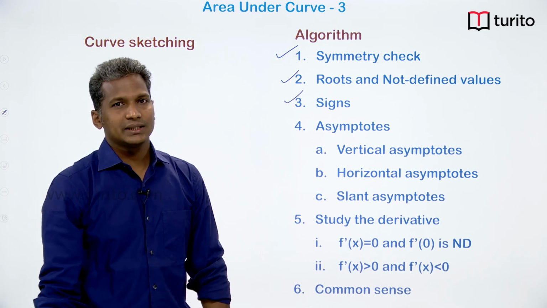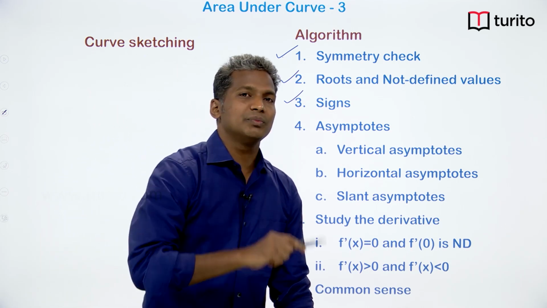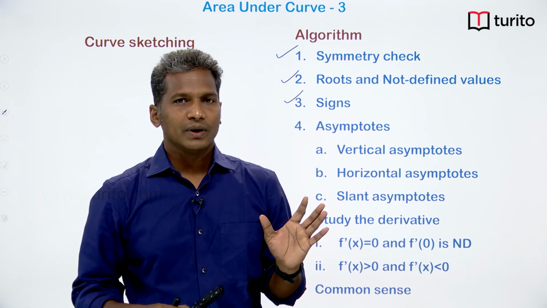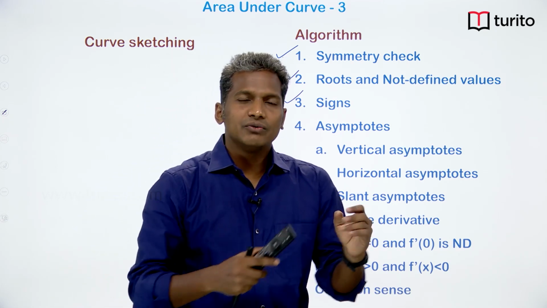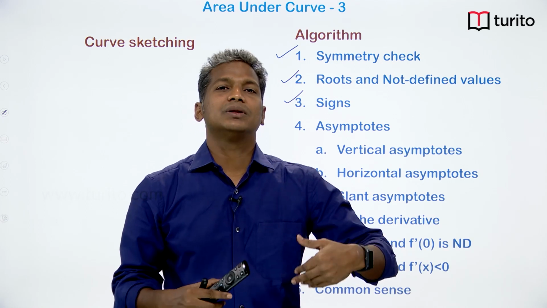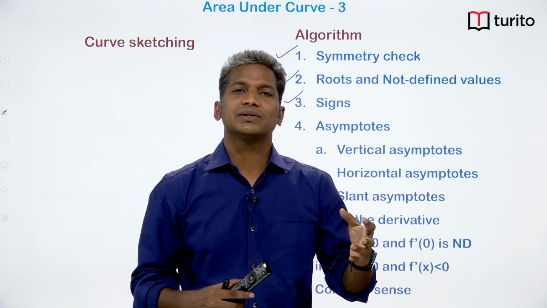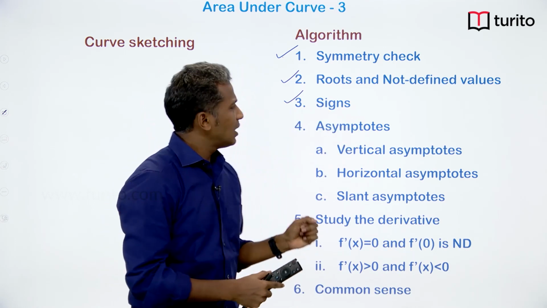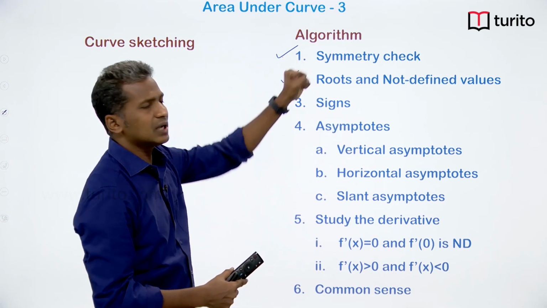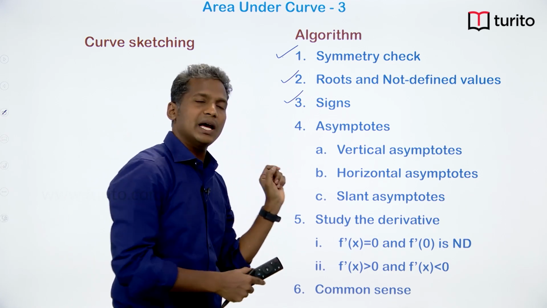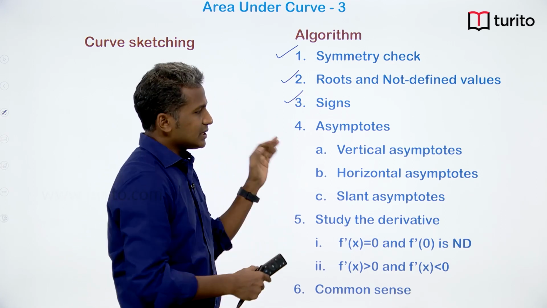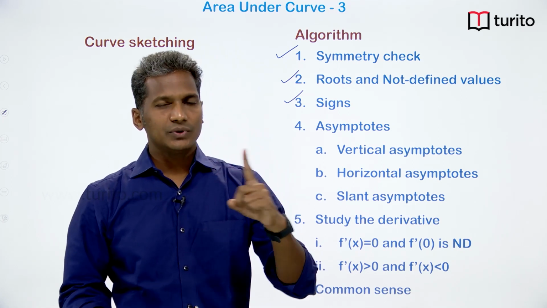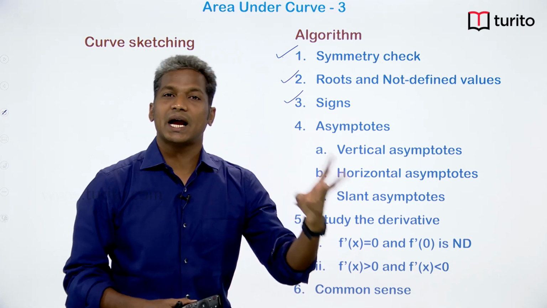What are these signs? You have learned the wavy curve method. In the wavy curve method, while solving inequations, we used to find some intervals and we used to put signs based on a simple qualitative analysis of signs. So these are the signs that I am talking about. And after these steps are completed, then we go for the asymptotes. Now in asymptotes, there could be three types of asymptotes. One is the vertical asymptote, then horizontal and slant asymptote.